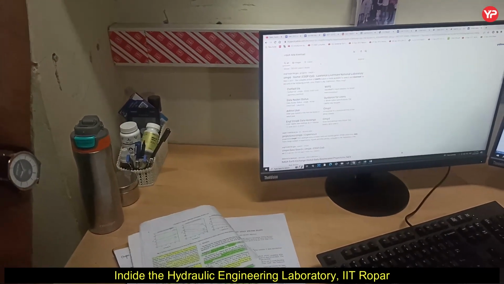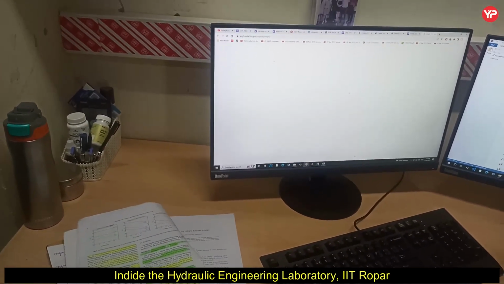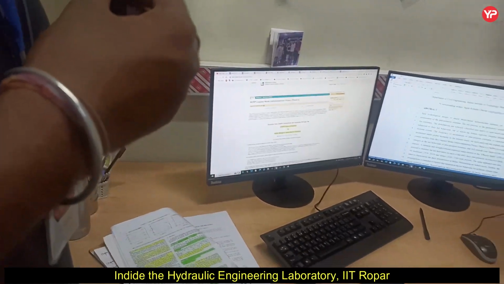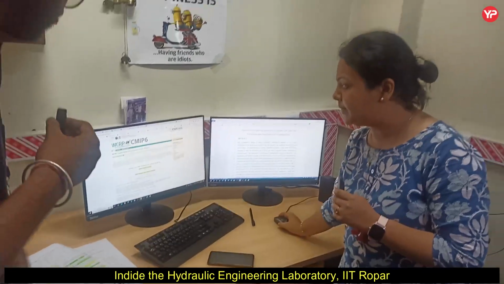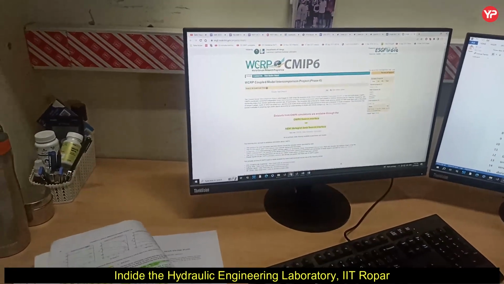This is one climate portal that provides the datasets for the future, till 2100 from 2022. This is the Coupled Model Intercomparison Project. This is the World Climate Research Programme.